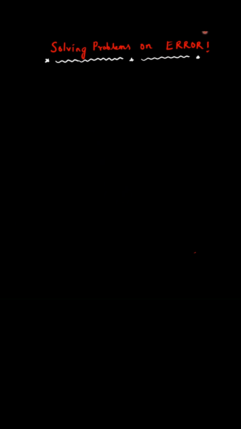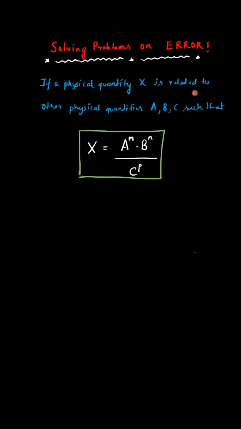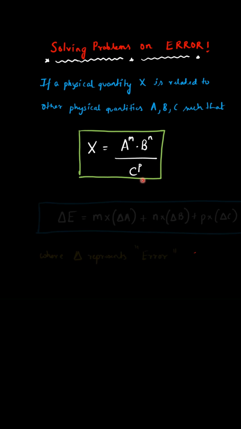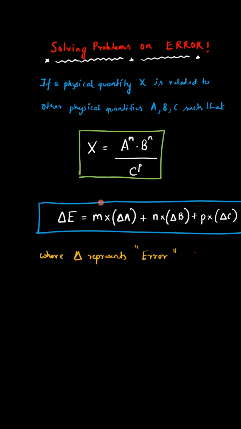Solving problems on error. If a physical quantity x is related to other physical quantities a, b, c, such that x is equal to a raised to the power of m multiplied by b raised to the power of n divided by c raised to the power of p, then the total error in x is given by the formula m multiplied by delta a plus n multiplied by delta b plus p multiplied by delta c.